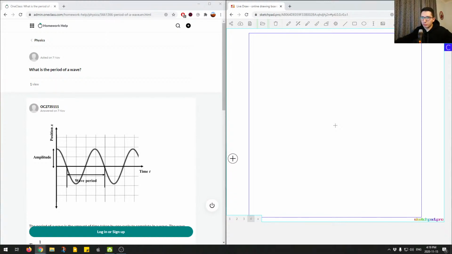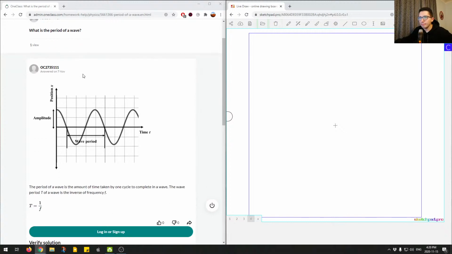Alright, so question number 4, we're asked, what is the period of a wave? So looking at the junior tutor's answer, we can see that they've defined it based on this plot. Whenever we're thinking about a wave, we think about some sinusoidal wave like this. When we talk about the period, we're thinking about how long it takes to complete one cycle of this repetition.